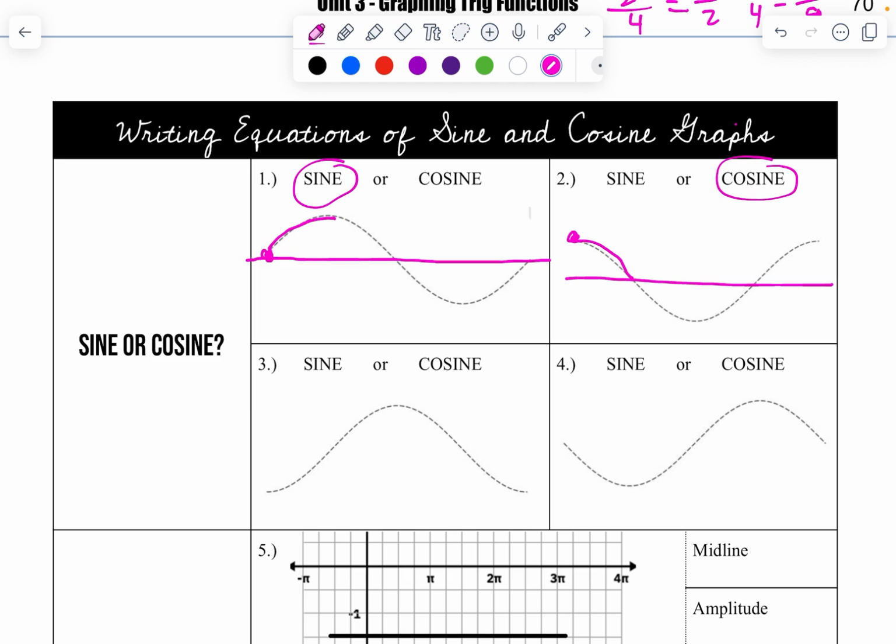All right, so if we look at these next two, if we draw in the midline, we see it's starting down at a minimum, which tells us it would be like a negative cosine function. It's just reflected vertically. Whereas this one over here is also reflected vertically, but it's starting at the midline, so that would be a sine function.